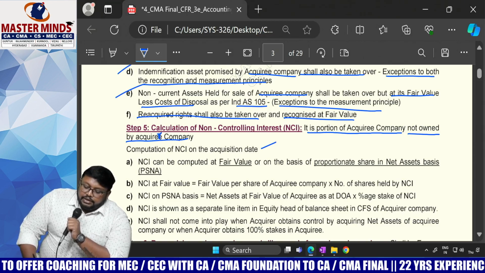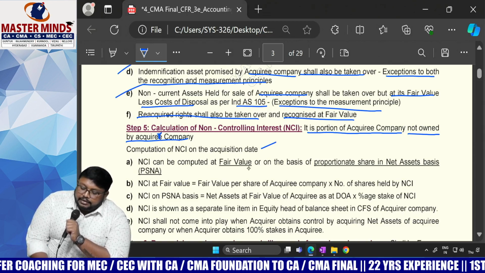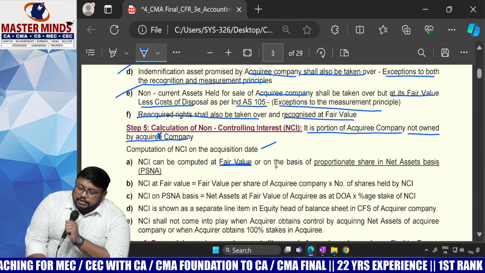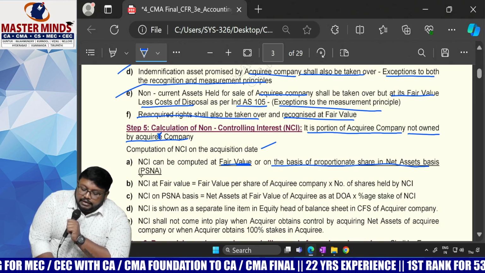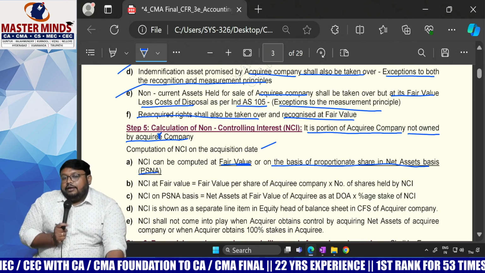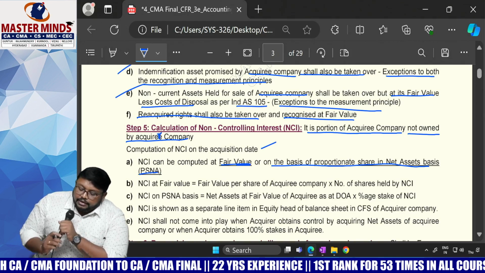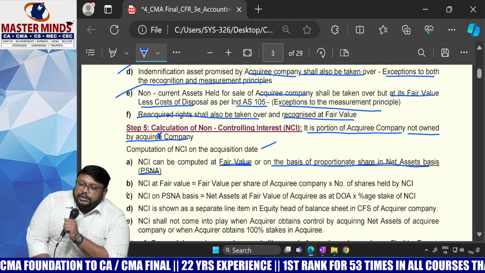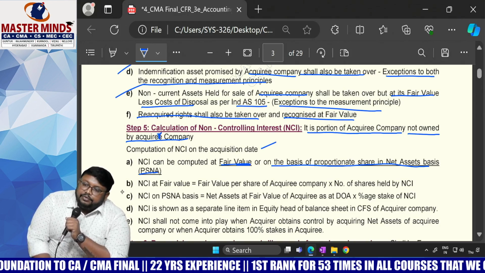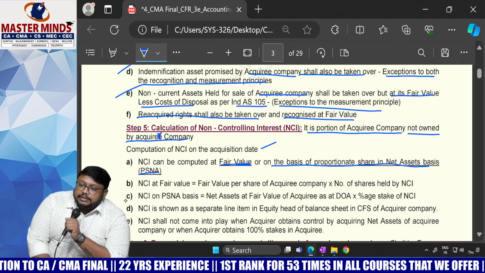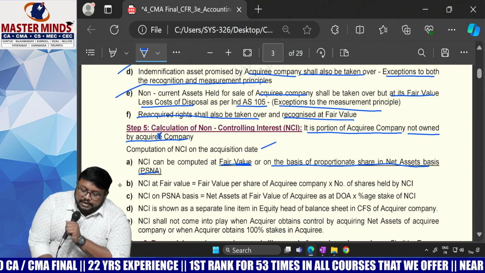Non-controlling interest can be computed on the basis of fair value or on the basis of proportionate share in the net assets. For fair value basis, I will give you the notes, so don't worry. Here they have given it share wise, but we will do it consideration wise for business combination. We will get the same thing.